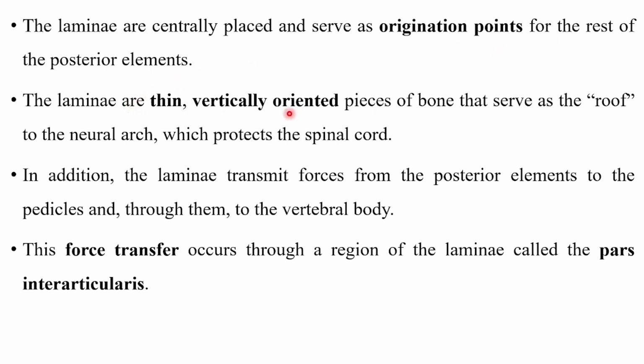The lamina are thin, vertically oriented pieces of bone that serve as the roof of the neural arch, which protects the spinal cord. In addition, the lamina transmit forces from the posterior elements to the pedicles and through them to the vertebral bodies. So the lamina will be transmitting the forces from the posterior elements to the pedicles and finally to the vertebral bodies. So it acts like a bridge for force transmission.